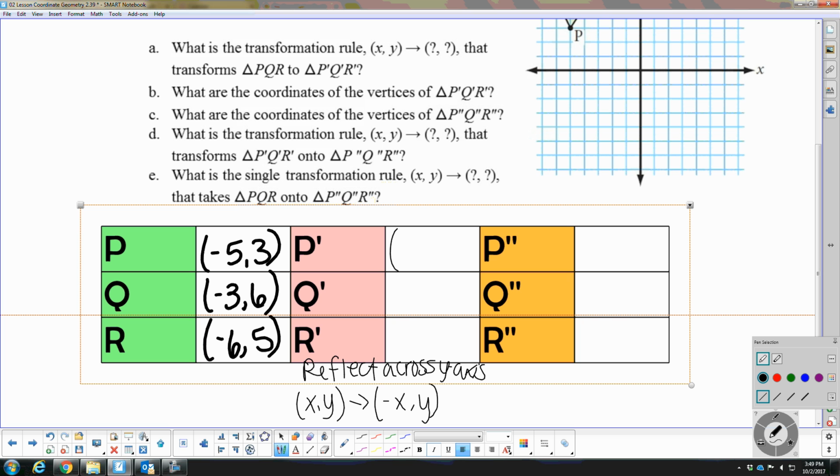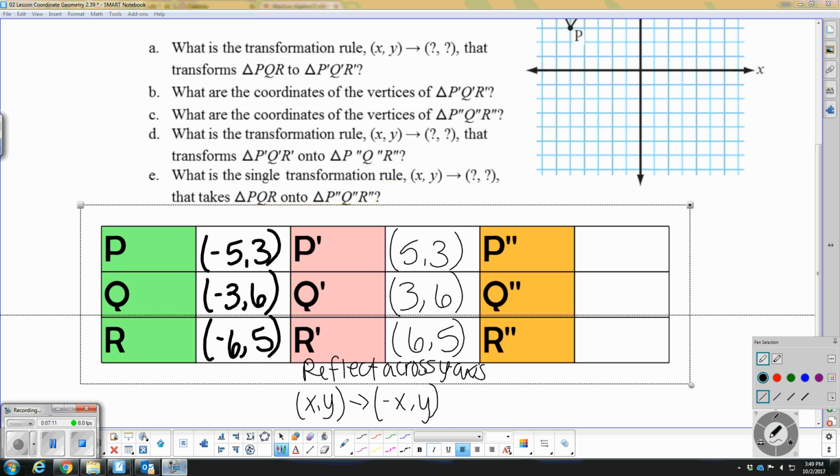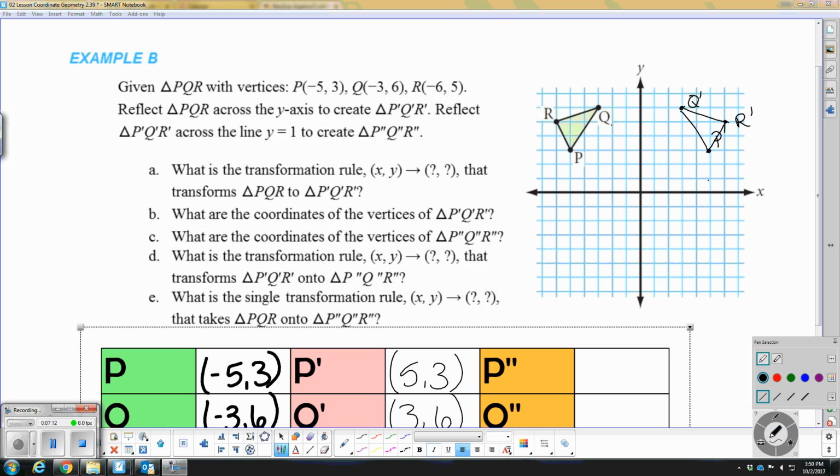So -5, 3 becomes 5, 3. Q prime is 3, 6, and R prime is 6, 5. And then we can plot these points and look at our graph. After we've plotted our points, the next step is to reflect P prime, R prime, Q prime across the line y equals 1.